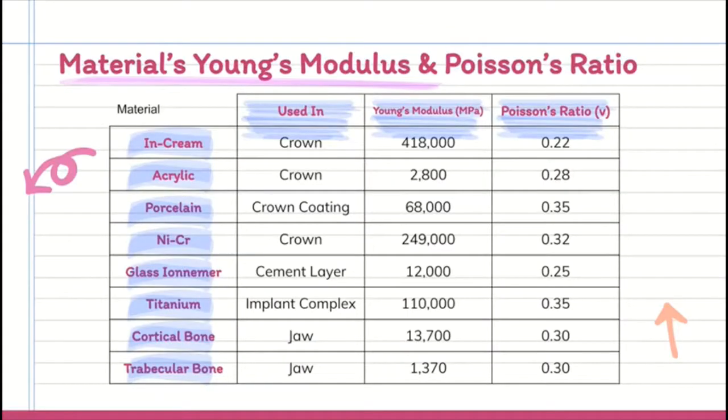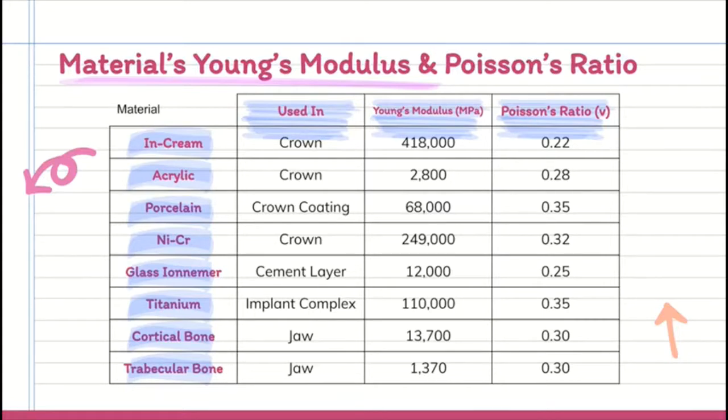The cortical bone has a Young's modulus of 13,700 megapascal with a Poisson's ratio of 0.3. The trabecular bone, on the other hand, has a Young's modulus of 1,370 megapascal and a Poisson's ratio of 0.3 as well. This is what the natural structure of the human jaw can withstand.